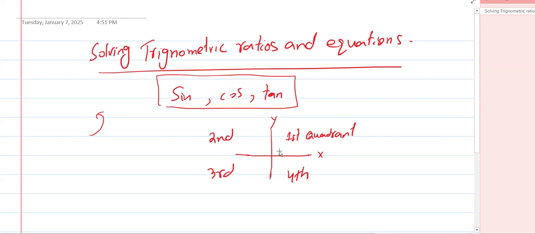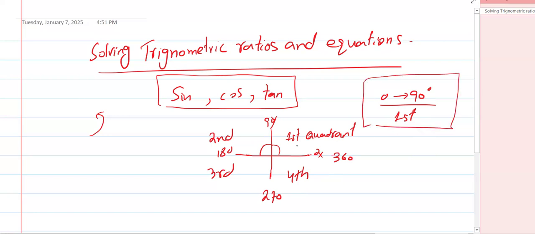If you start rotation from here, from 0 to 90 degrees, the quadrant is the first quadrant. From 90 to 180, because this is the 90 line, this is 0, this is 180, this is 270, and when the rotation completes, it becomes 360. So from 0 to 90 degrees is the first quadrant. From 90 to 180 degrees is the second quadrant.